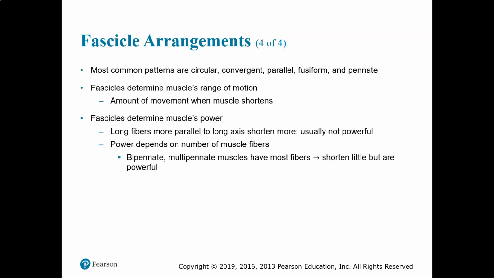Okay. Fascicle arrangements, most common are circular, convergent, parallel, fusiform, and pinnate. The fascicles determine the muscle's range of motion, the amount of different types of movements, like we talk about the range of motion of joints. The shoulder joint has the greatest range of motion. So muscles that have the greatest range of motion allow the most different types of movements.